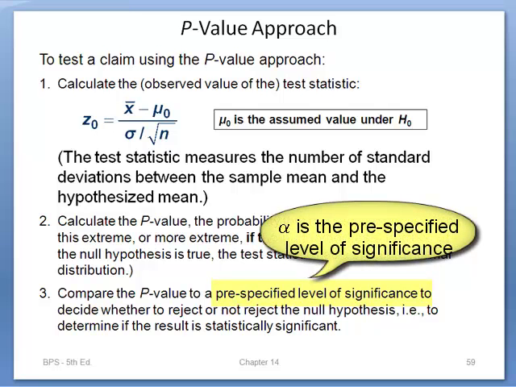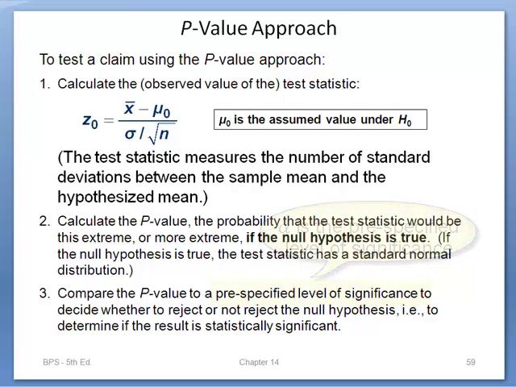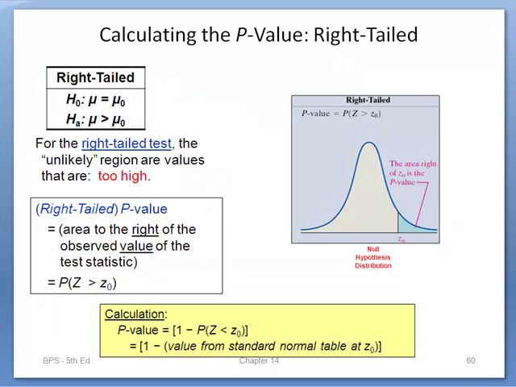So we come to this idea of a pre-specified level of significance. What is that? Well, that will be given to you in the problem. And later we'll talk a little bit more about what this level of significance is all about. But first we're going to talk about how do you calculate the p-value for the different types of tests. Remember, we have a right, a left, and a two-tailed test.